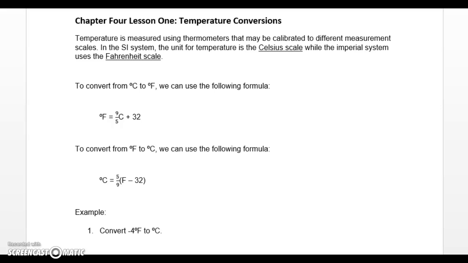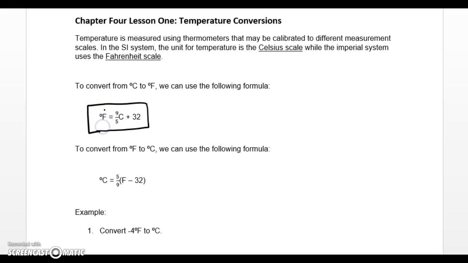In this video, we're going to look at lesson 1 from chapter 4, which is talking about temperature conversions. So temperature is measured using thermometers that may be calibrated to different measurement scales. In the SI system, the unit for temperature is the Celsius scale, while the imperial system uses the Fahrenheit scale. To convert from degrees Celsius to degrees Fahrenheit, we can use the following formula. Degrees Fahrenheit is equal to 9 divided by 5 times your degrees Celsius plus 32.